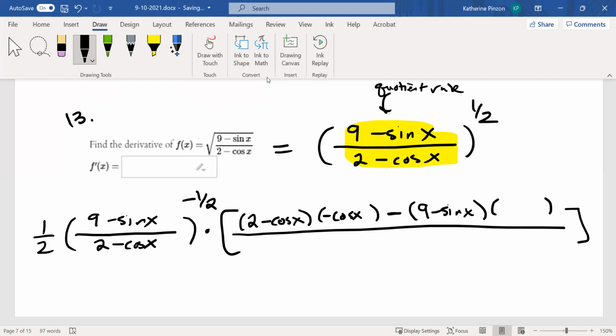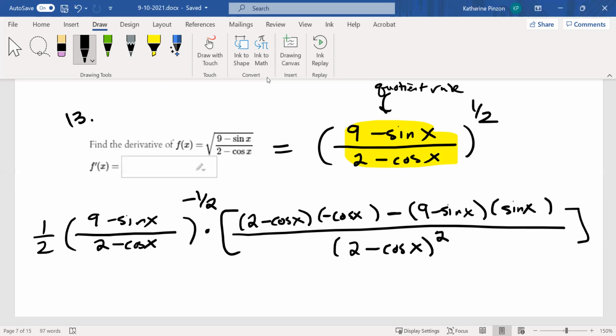minus top, 9 minus sine x, times the derivative of the bottom. Derivative of 2 is 0. Derivative of negative cosine is positive sine. Yeah, because I get 2 negatives, right? So positive sine x all over 2 minus cosine x squared. If you use parentheses exactly as I have, you should be able to enter it in just like this. Make sure not to lose these big brackets on the outside. Make sure this whole thing has the line under it, and you should be able to enter it in there just like that.